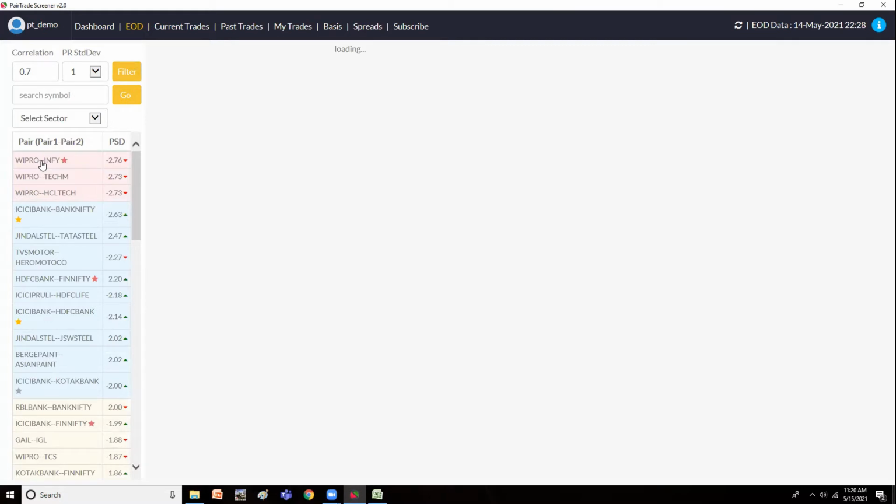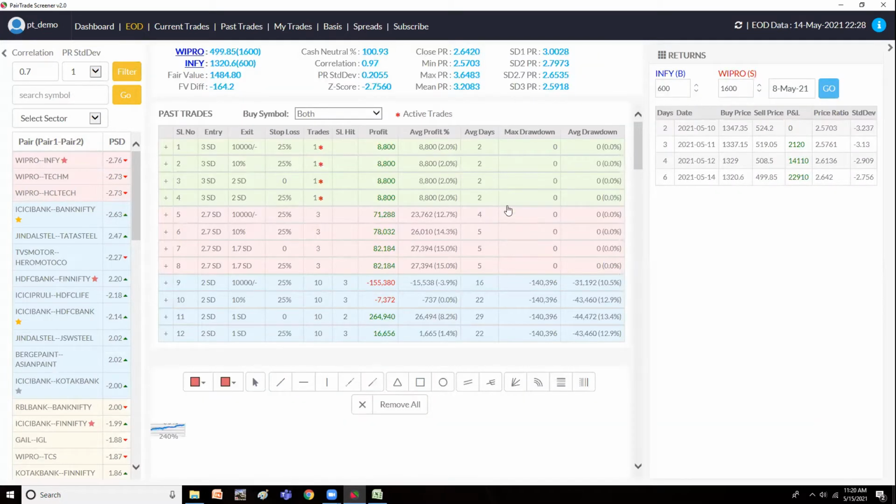If you just click on a pair, the pair details are displayed here. In the topmost section, the statistics of that pair are displayed. So these are the closing prices of the stocks. Wipro closed at 499.85 on 14th May, and these are the lot sizes. Infy closed at 1320.67 and the lot size is 600. If you calculate the cash neutrality in percentage terms, it is like 100.93, which is very good. And the correlation has come to 0.97, which is also very good.